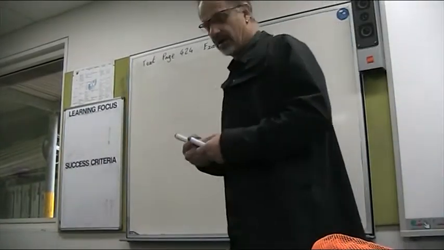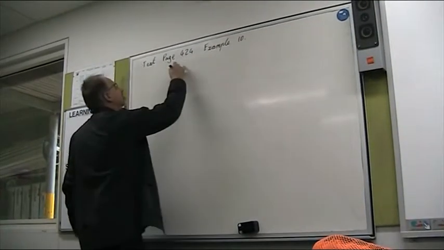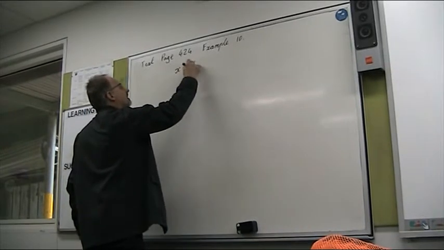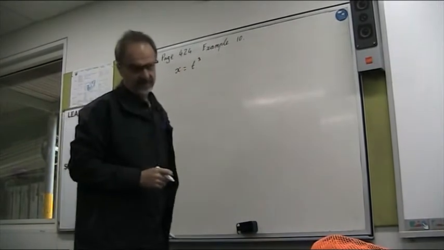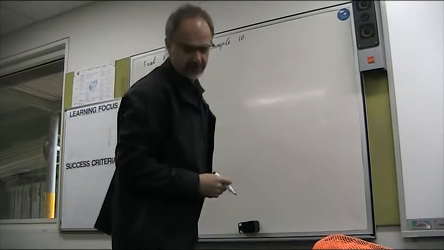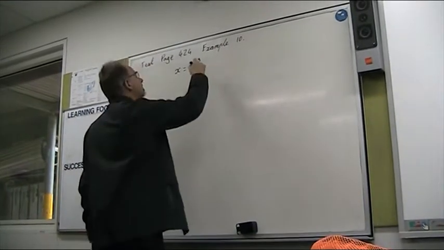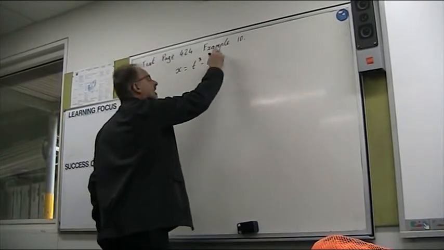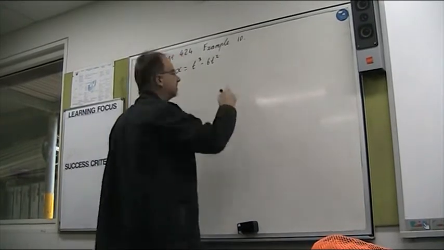What we do need to worry about is that we're given the equation. So t cubed minus 6t squared plus 9t.